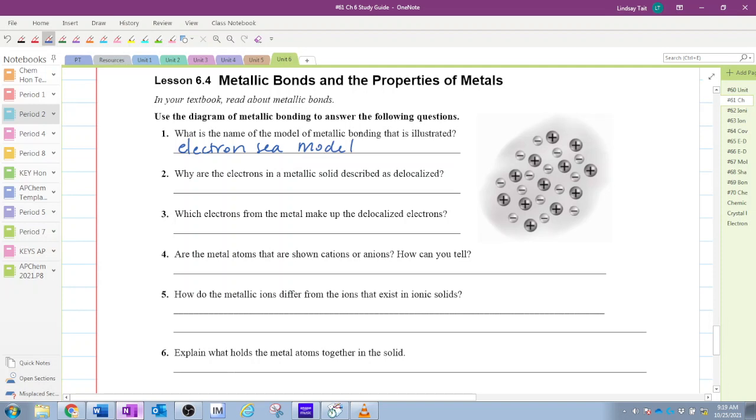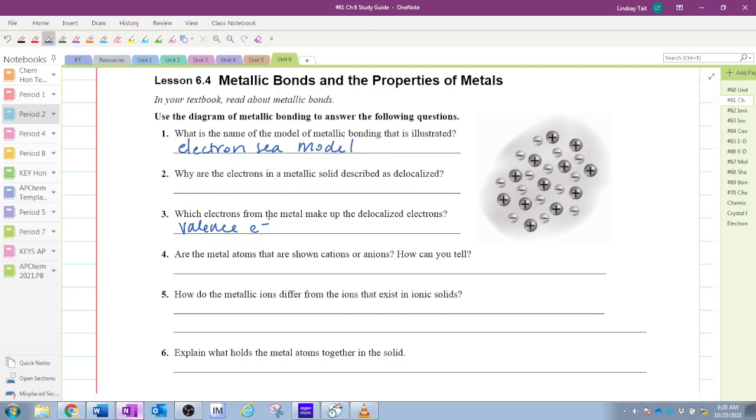The electron sea model. What happens in the electron sea model is that your metallic atoms all come together and their valence orbitals overlap. There is no overlapping of orbitals in ionic bonding. There is overlapping of orbitals in metallic bonding. When those orbitals overlap, all of the valence electrons that used to be stuck with one atom are now free to move to any other atom that has its orbital overlapped with it, right? And it's always the valence electrons, because that's where the overlapping is occurring.